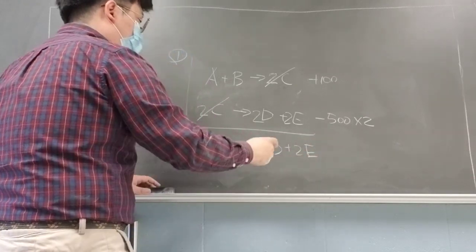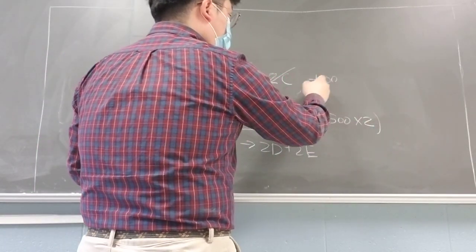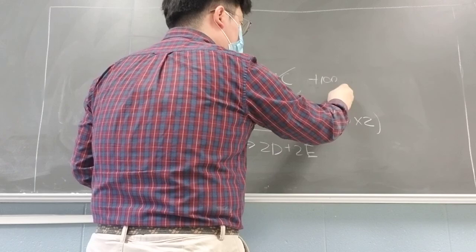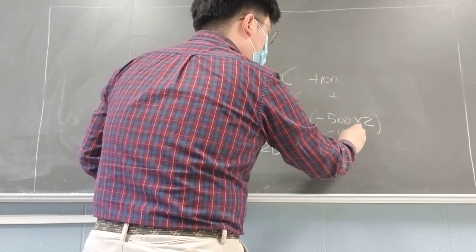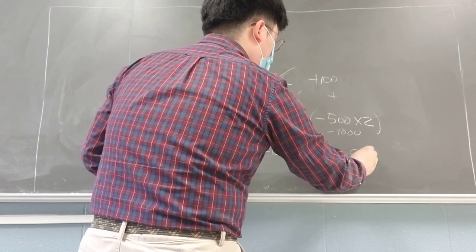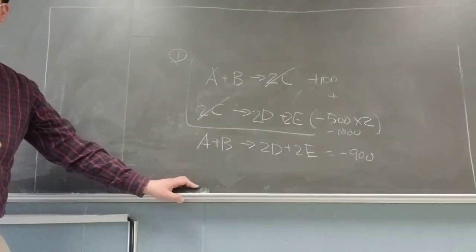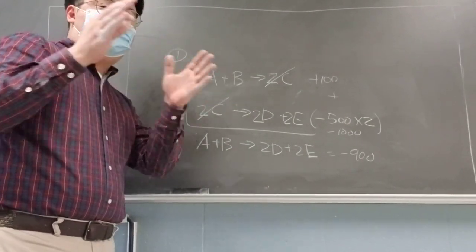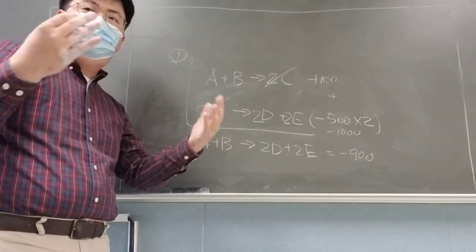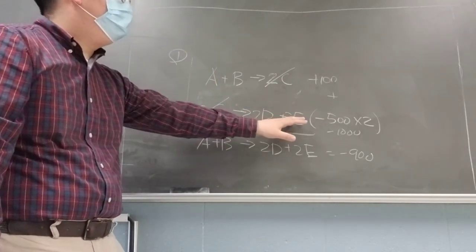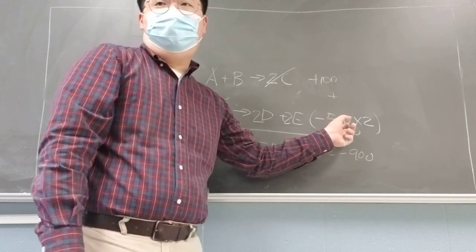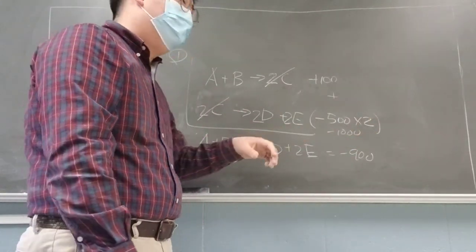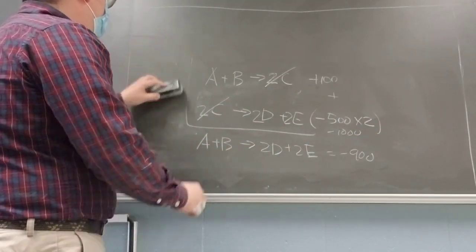And what you can do is add plus 100 plus negative 1,000, so it will be negative 900 over there. So this is the second rule. If you want to multiply both sides to get a more simplified final equation, make sure you also multiply that enthalpy change by the same number. That's the second one.